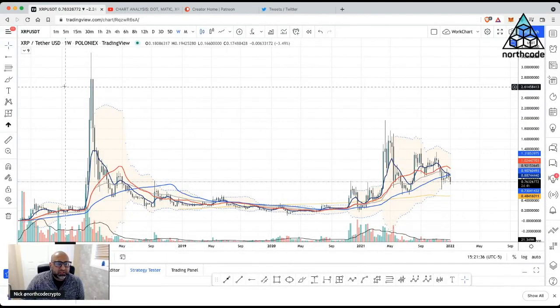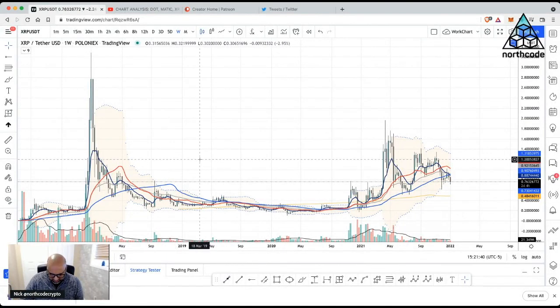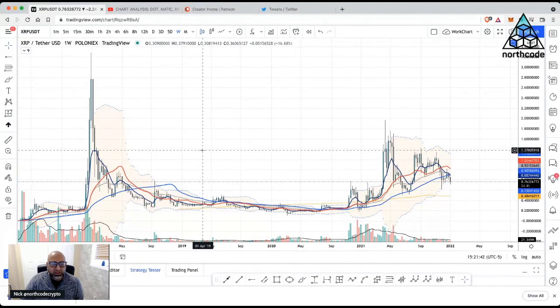All right, welcome back. So the first thing we're going to be doing is looking at XRP on the weekly time frame. And the first thing I want to bring up is this Fibonacci extension.